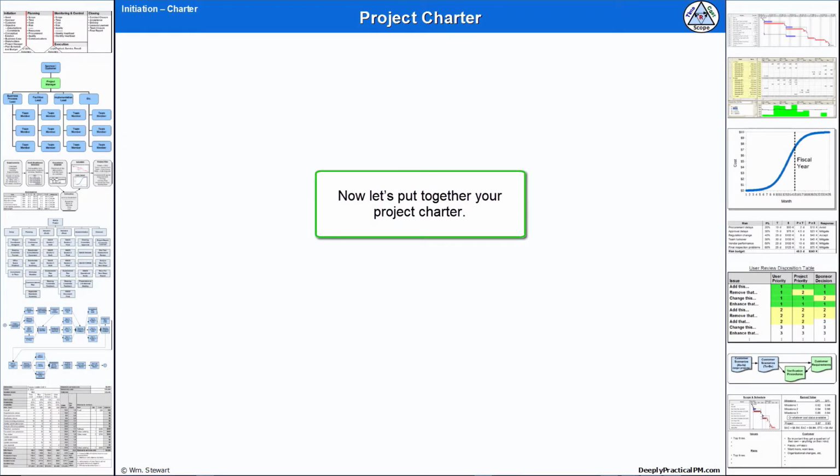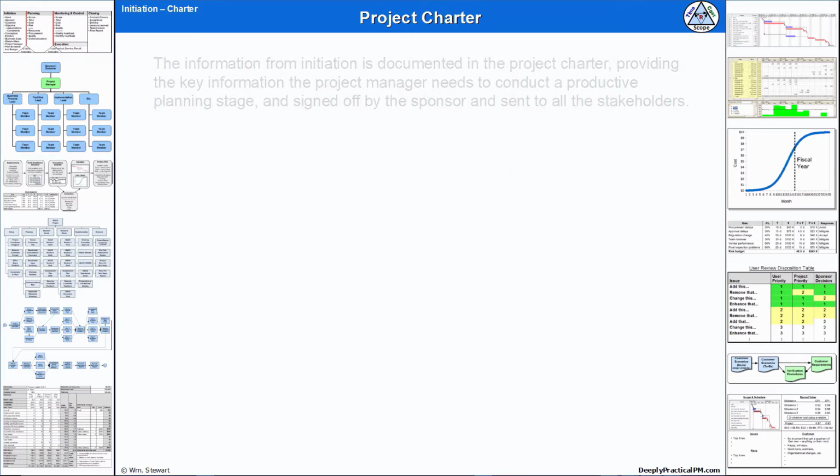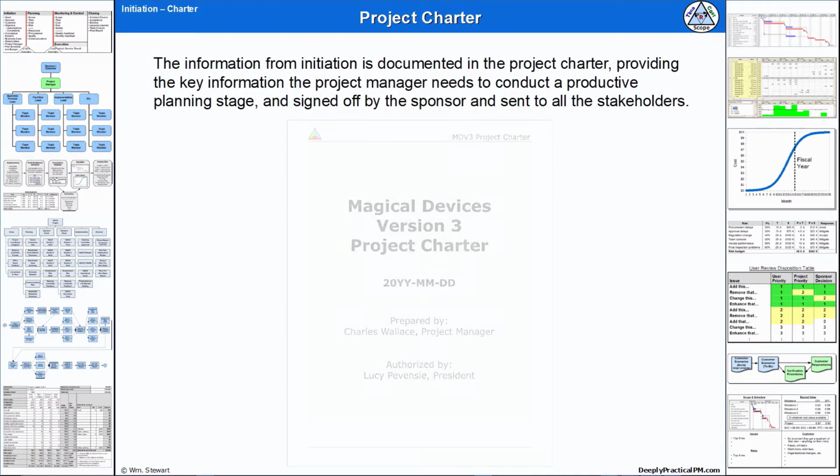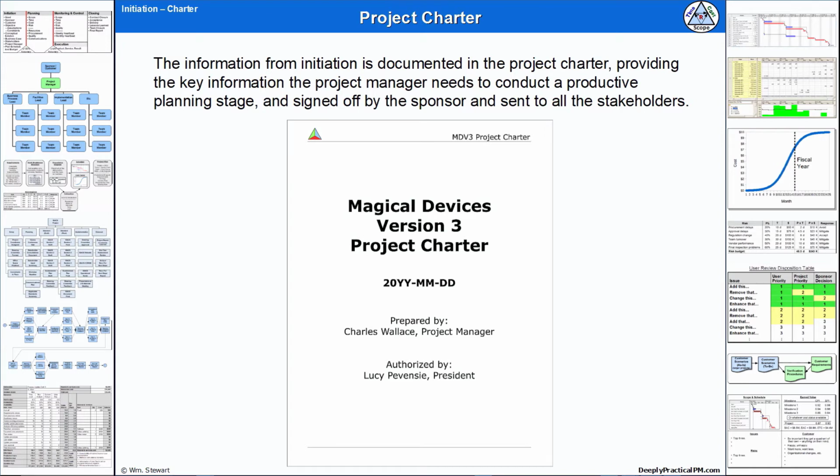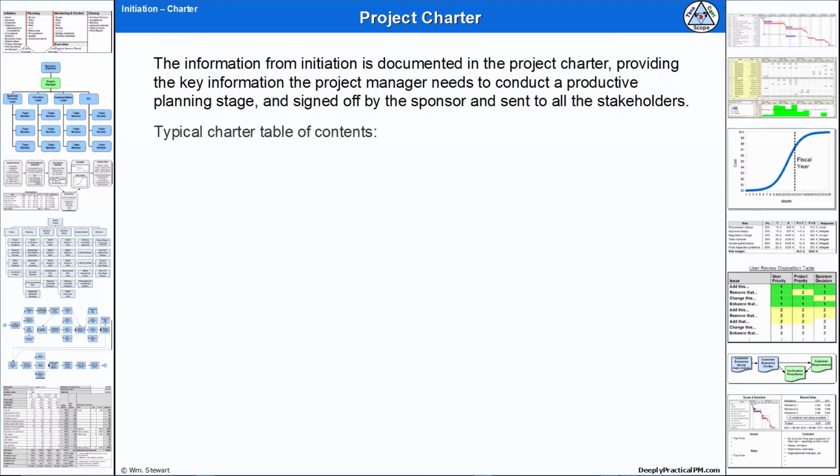Now, let's put together your project charter. All of the information from initiation is documented in the project charter, providing the key information the project manager needs to conduct a productive planning stage, and then is signed off by the sponsor and sent to all the stakeholders. Here is a typical charter table of contents.